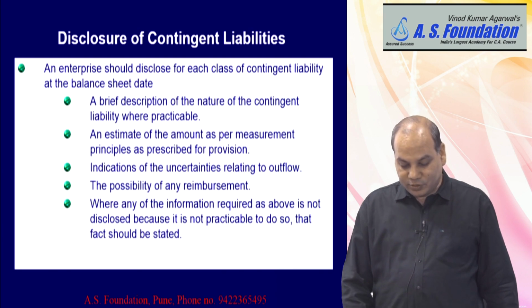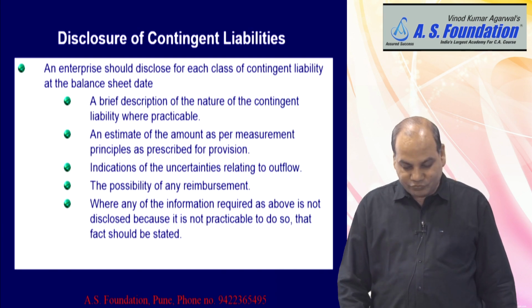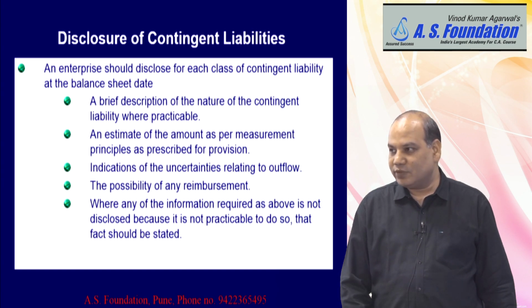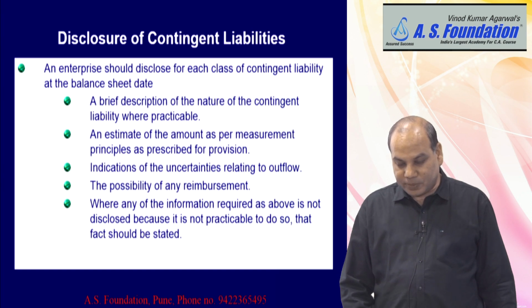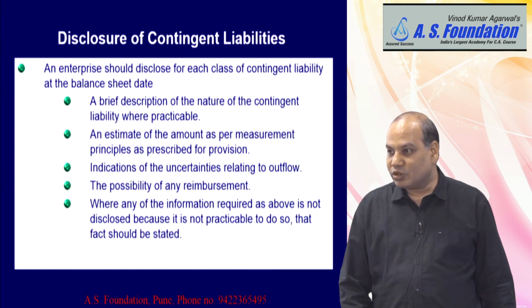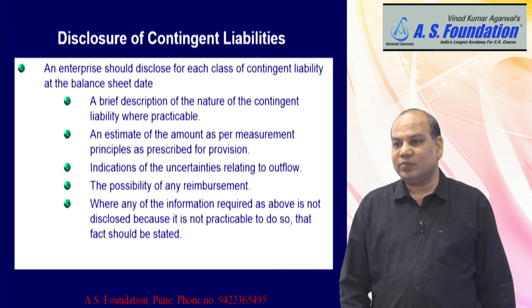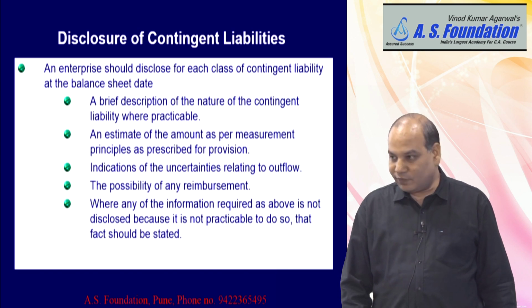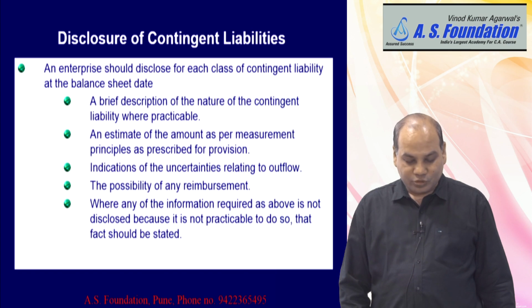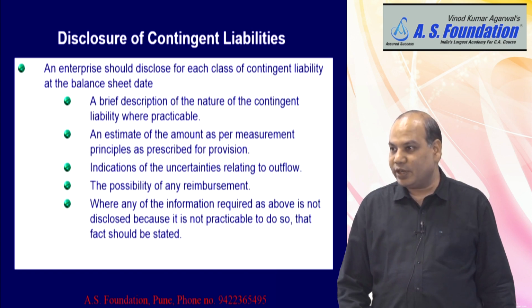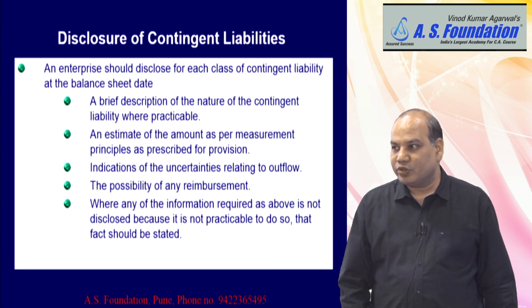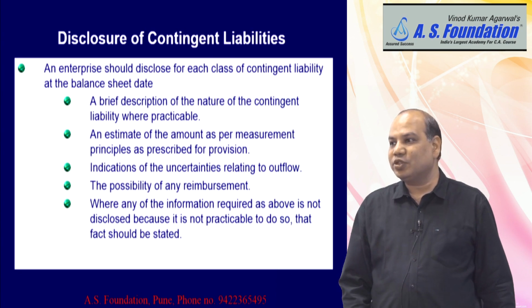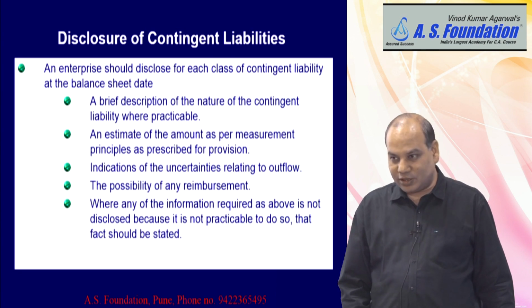Where any of the information required as above is not disclosed because it is not practicable to do so, then that fact should be disclosed. So in case you are not able to provide some information as required in the previous 5 points, then you have to make a disclosure of the fact that certain information could not be disclosed because of practical problems.